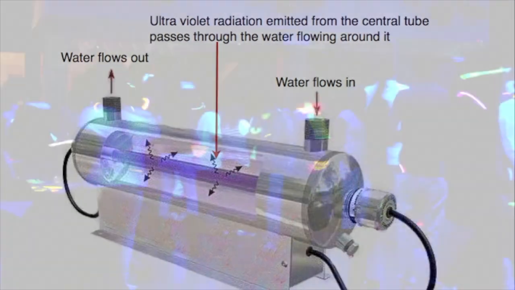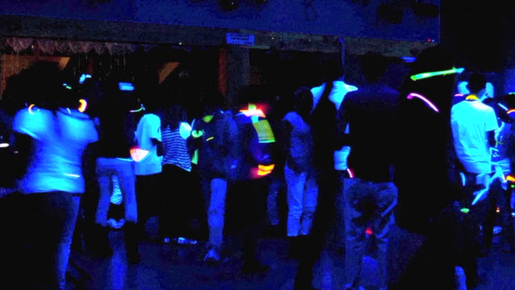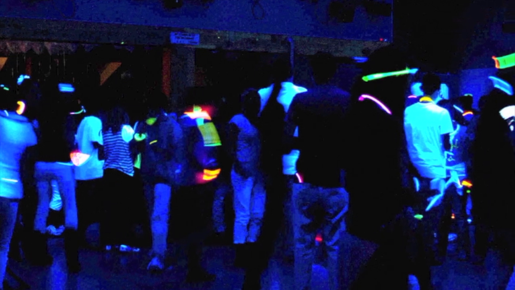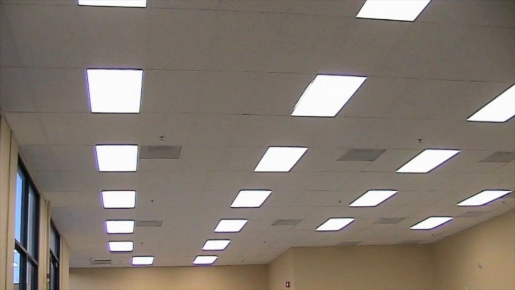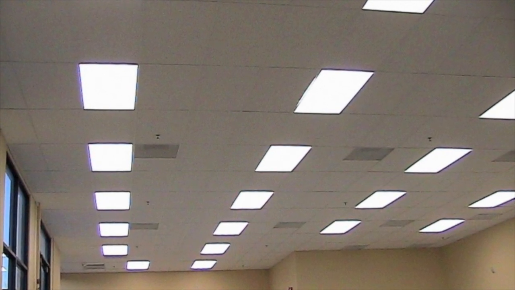Some chemicals will fluoresce when exposed to ultraviolet light. That is, the ultraviolet light is absorbed and visible light is emitted. This property is exploited in nightclubs and in making standard fluorescent tubes.